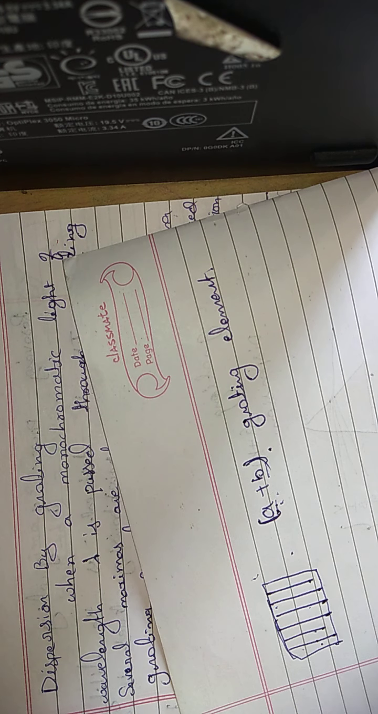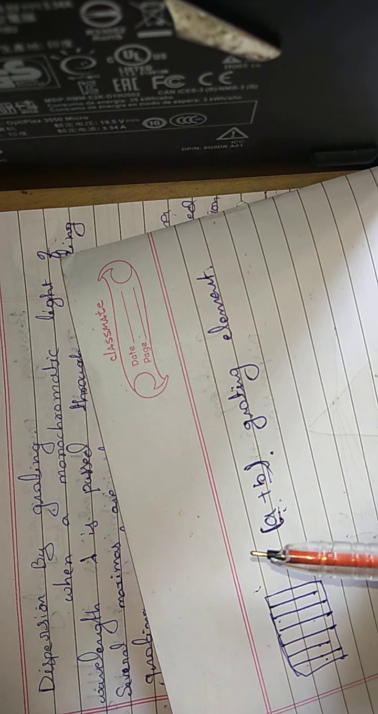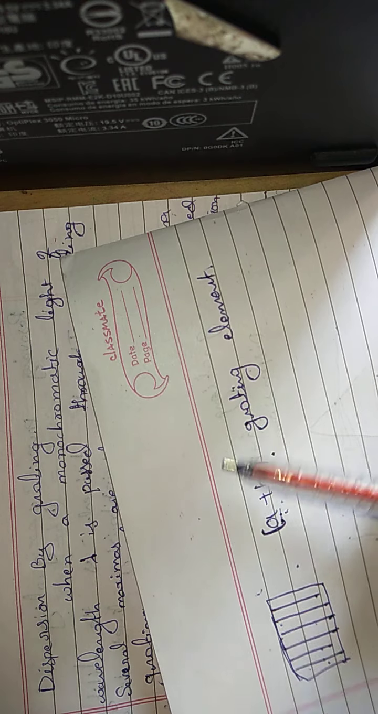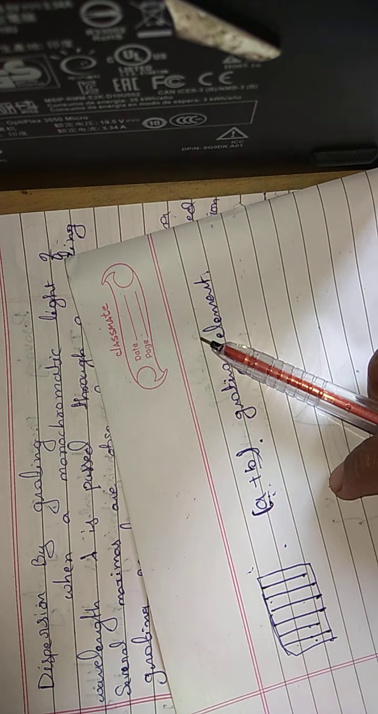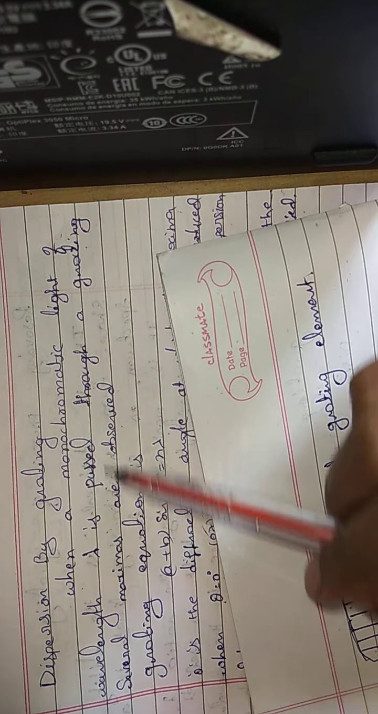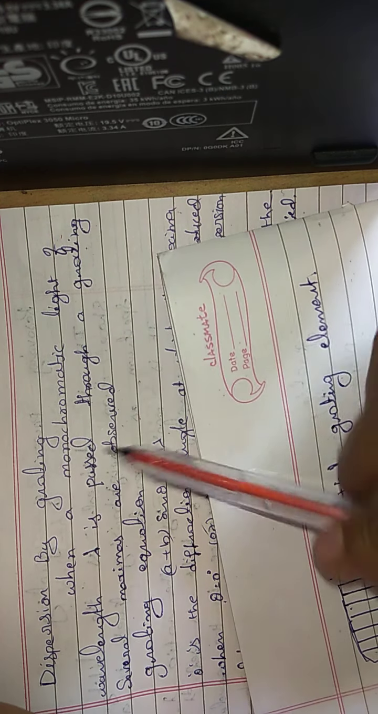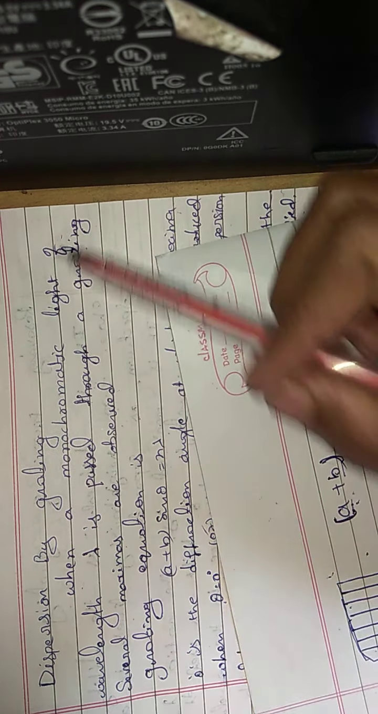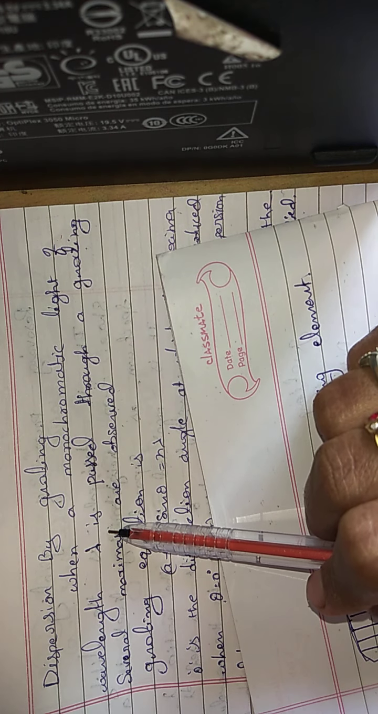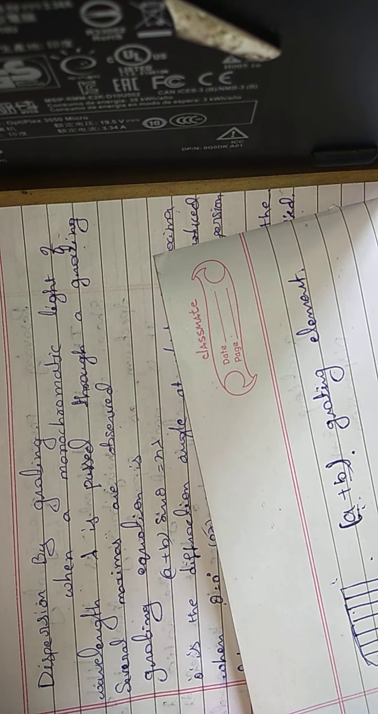Along with the dispersion, we can observe a diffraction pattern in the grating. That means we are not observing a single set of colors, we are observing many sets of colors. Whenever monochromatic light of wavelength lambda is passed through a grating, several maxima are observed. In the same way, whenever white light of different wavelengths is passed through the grating, several maxima of sets of colors are observed. So along with the diffraction, the dispersion is also formed.